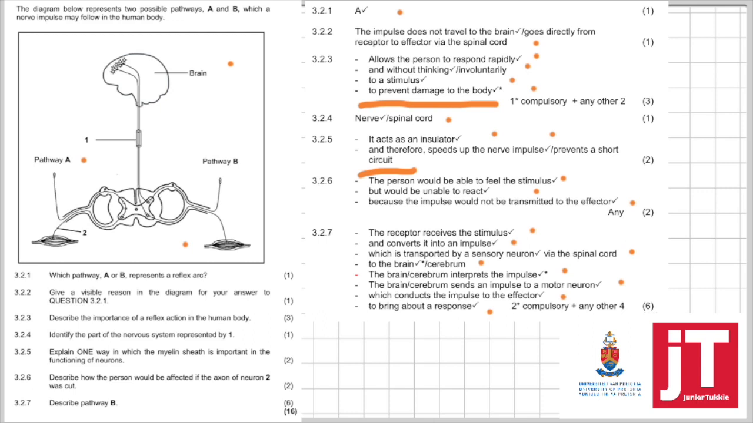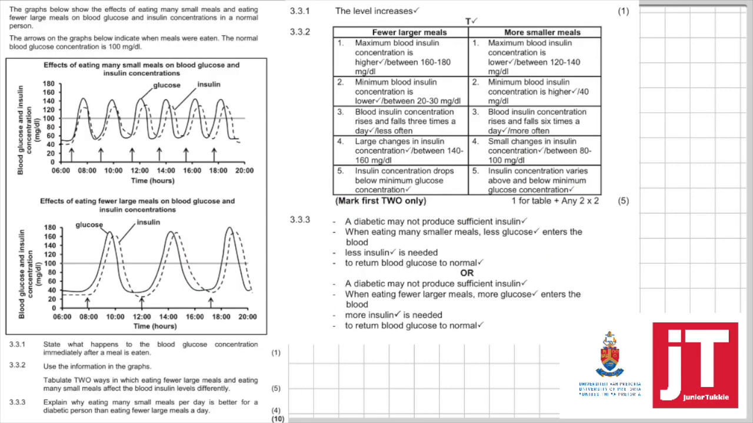So here you can see it's completely skipping out. There's no interneuron here. That's a nice question and really nice higher thought question. And it was 2 marks that was compulsory, which was brain, cerebrum, and interprets impulse, and any other 4. So the compulsory marks are important.